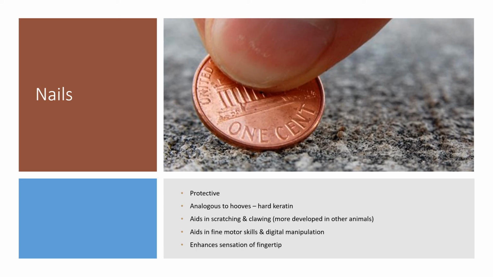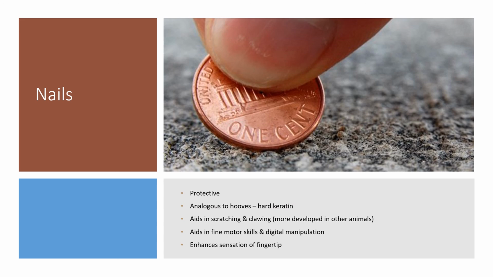Nails, fingernails, toenails, are protective in nature. Their major function is protection and aid of fine motor skills and digital manipulation. At one point in time, they were useful for self-protection, like in scratching and clawing, but our fingernails and toenails are generally weak enough that they don't do very well at that. They're analogous evolutionarily to hooves and made of the same stuff. Your hair is made up of this hard form of keratin, your nails are made up of that hard keratin, and so are hooves. Like cow's hooves are made up of the same stuff as your fingernails.